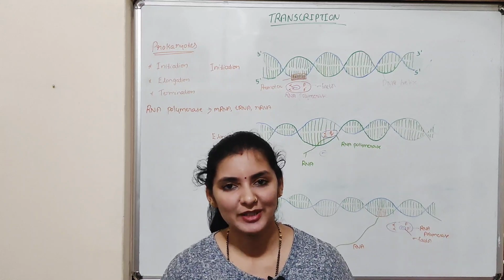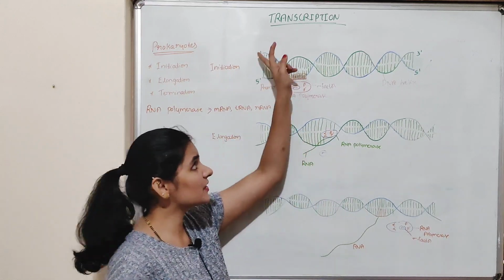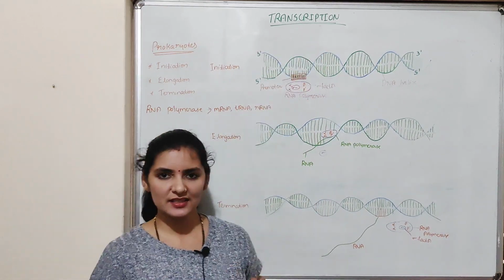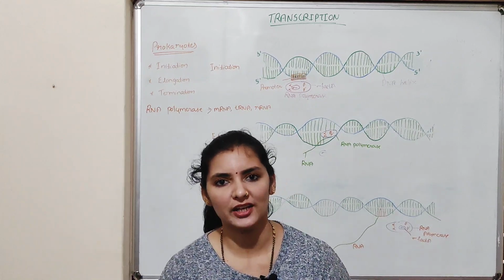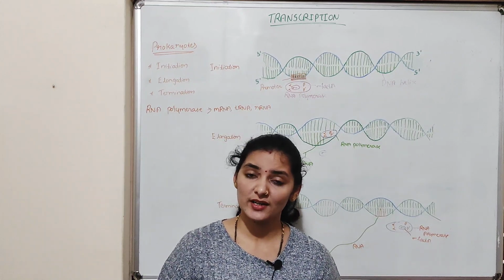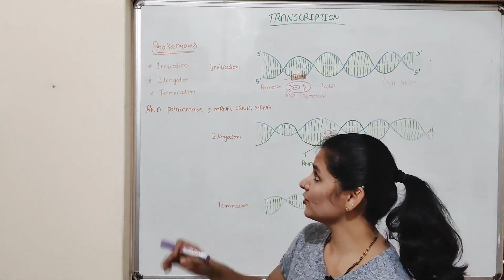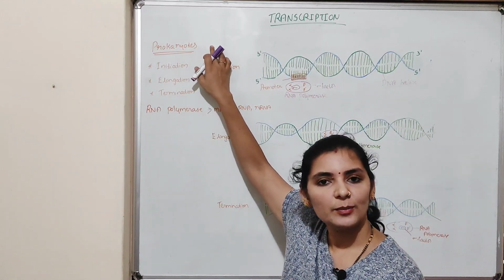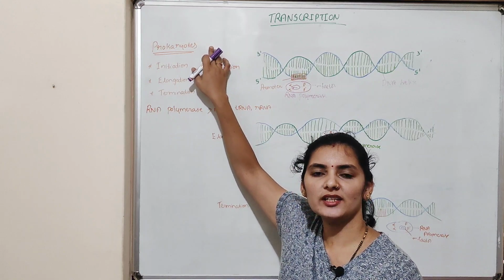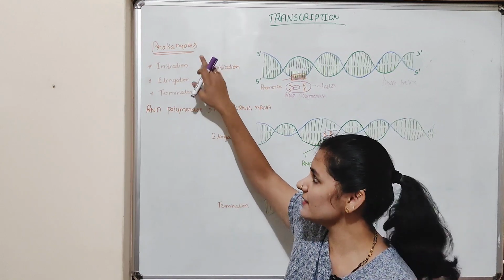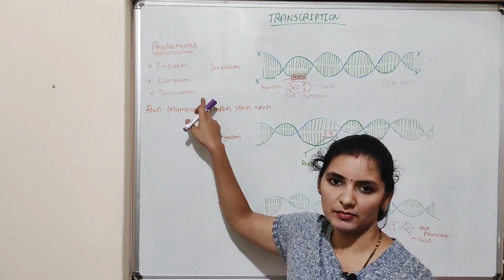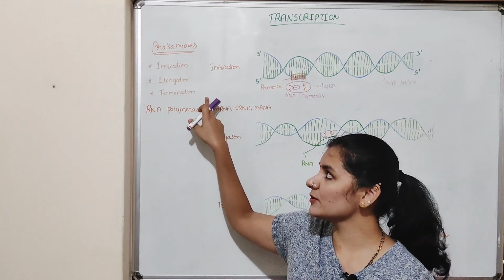In continuation of the previous video, today we'll learn about steps in transcription. The process of transcription in the case of prokaryotes and eukaryotes is quite different. That's why I'm going to discuss it in two different videos. In this video, I'm going to just talk about the process of transcription in prokaryotes. It can be studied under mainly three headings, that is initiation, elongation and termination. We'll discuss these three steps one by one.